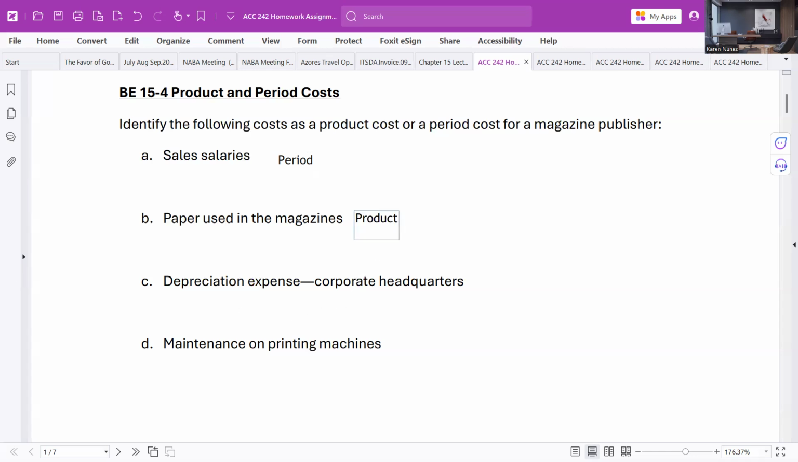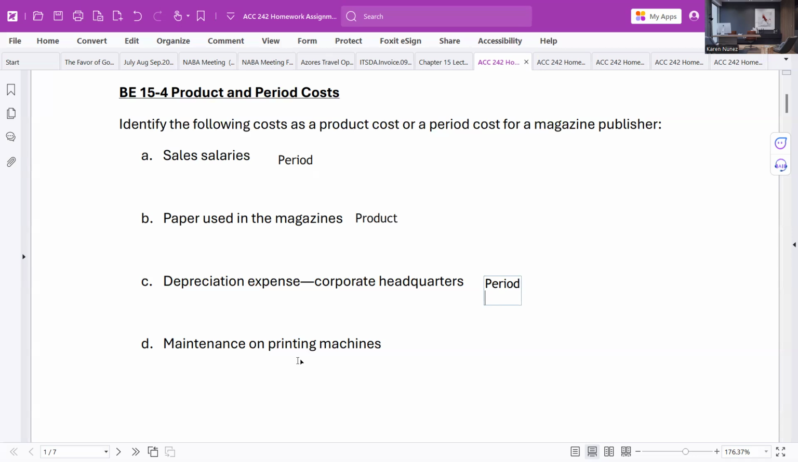And then we've got depreciation expense on the corporate headquarters. Well, corporate's not related to manufacturing. That's going to be a period cost, right? It's selling and administration, more appropriately, an administration cost. So again, not related to manufacture. It's going to be a period cost.